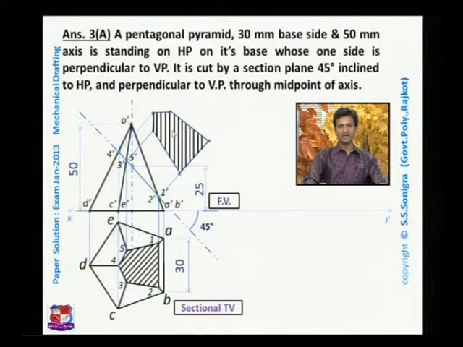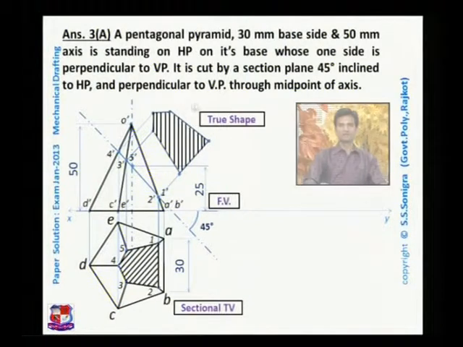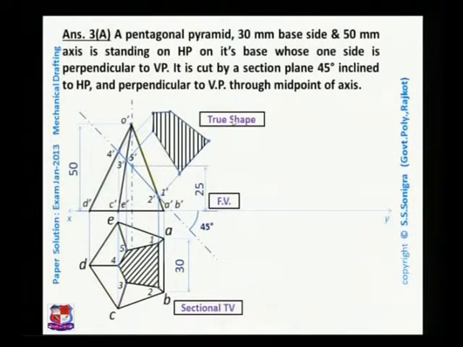Here this line should not be drawn at 45 degrees like this. Mind well, the angle between this line and the reference line should be 45 degrees. So either it would be vertical or it would be horizontal. And name this view as the true shape of the section.